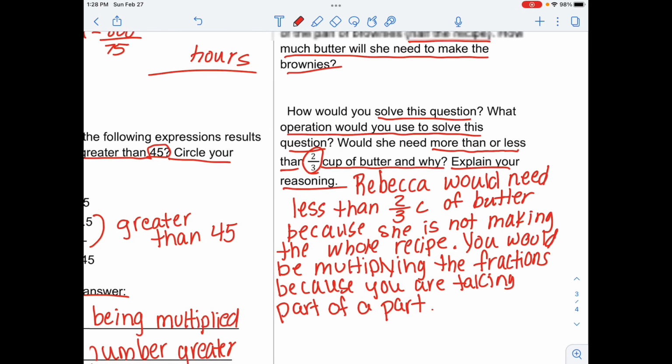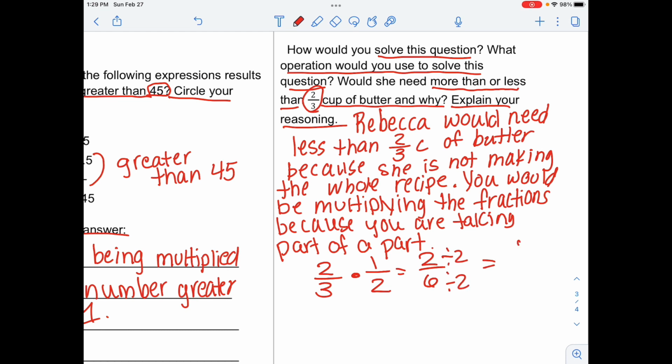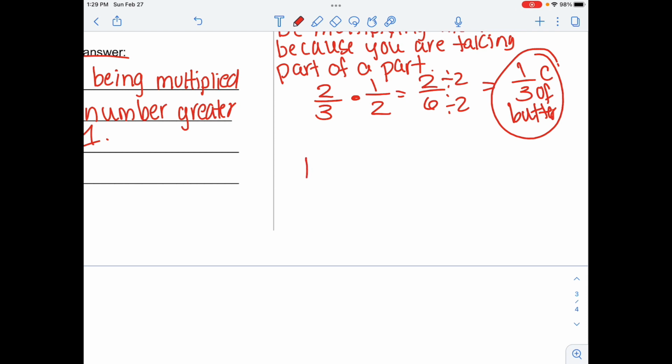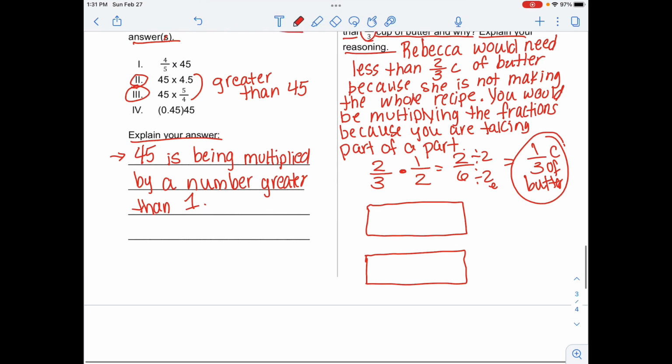Okay. So what you would have is 2/3 times 1/2, which gives you 2/6, which divide by 2 simplifies to 1/3. So she just needs 1/3 cup of butter. Now let me draw you a picture to give you a better understanding. So right here, if you have a stick of butter, here is a stick of butter, and here is the equivalent amount of stick of butter. Alright, so she needs 2/3 to make a whole pan.